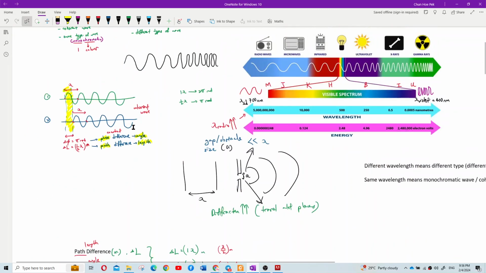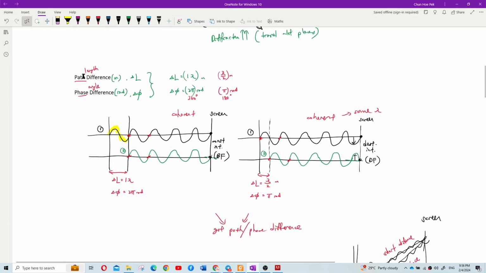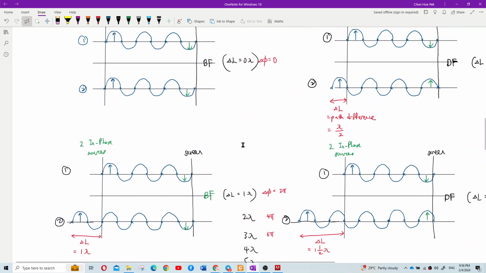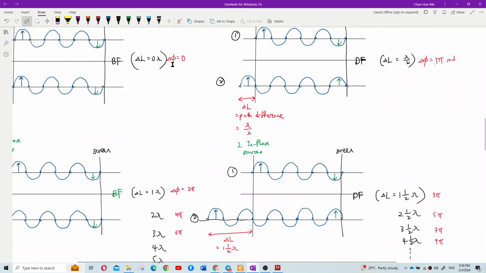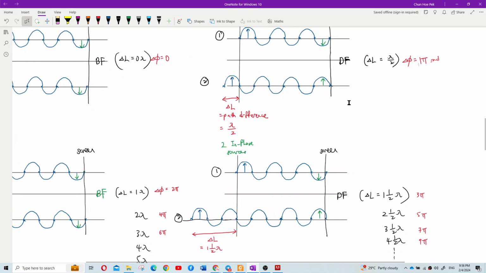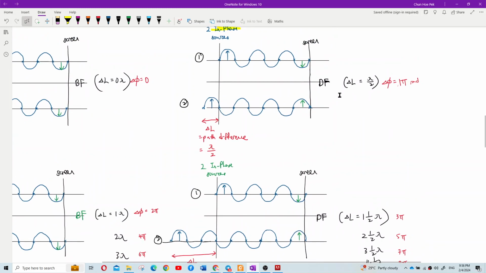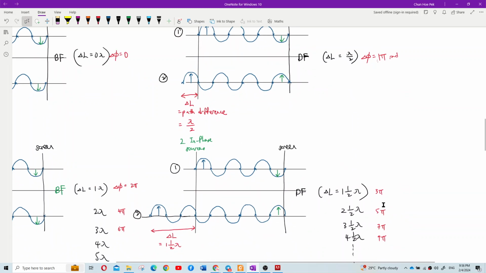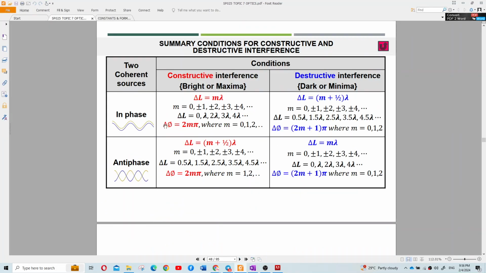We have path difference, we have phase different. Kalau path difference, dia tengok 0, 1, 2, 3 je. Tapi kalau phase difference dia jadi nombor genap 0, 2 pi, 4 pi, 6 pi. Tapi kalau dark fringe dia jadi 1 pi, 3 pi, 5 pi, jadi nombor ganjil. Okay, that's why dalam sini dia ada tunjuk ini. Tengok tak? Sini ada delta L, ada delta phi juga.